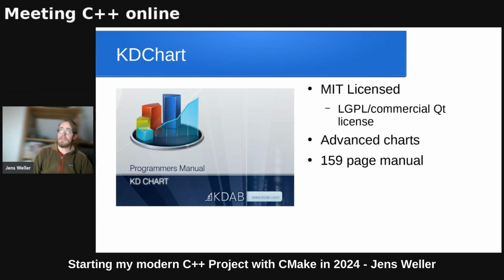I already mentioned I want to use KD Chart for this, which is a very nice library from KDAB. It's MIT licensed, so when you have a commercial Qt license, you can use it. When you have an LGPL open source Qt version, the LGPL stays. It has very advanced charts also, and it has a 159-page manual, which I've been partly reading through, but not completely. I have many open questions, and this will be a lot of fun for me to implement in this and probably the coming year.